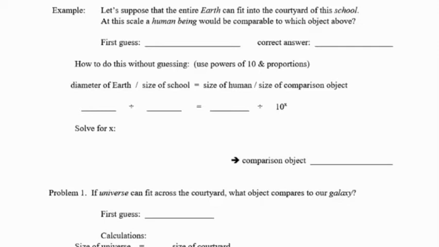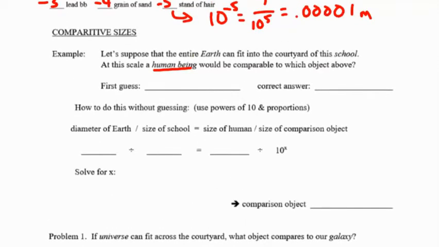So let's say we took the entire Earth and we fit it into the courtyard of the school. Okay, we shrunk it down. At this scale, how big would a human being be? If everything shrunk down proportionally to fit within the courtyard, how big would we be? And the idea is, would you be as big as the school itself, the classroom, or any one of these?